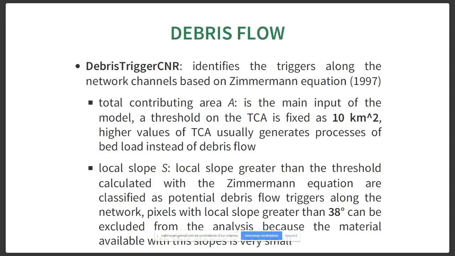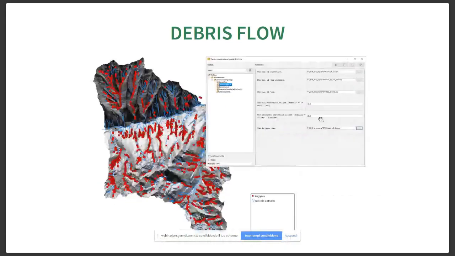This is an example of the graphical interface of the tool, the debris trigger CNR. You have to insert the map of elevation, the network, and the total contributing area. Then you have to specify these two thresholds, and then you get the output trigger map. Here is, for example, an analysis of the triggers along the network done for an entire valley in Trentino.